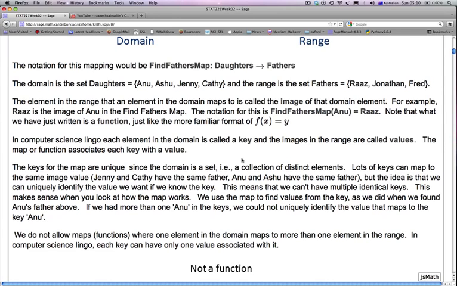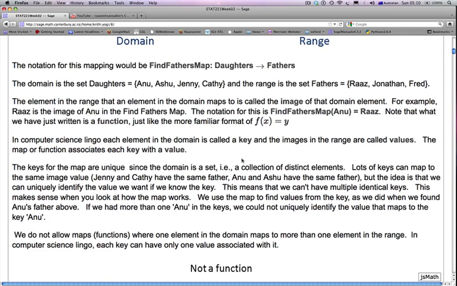Lots of keys can map to the same image value. Like Jenny and Kathy have the same father, Anu and Ashu have the same father. But the idea is that we can uniquely identify the value we want if we know the key. This means that we can't have multiple identical keys. This makes sense when you look at how the map works.